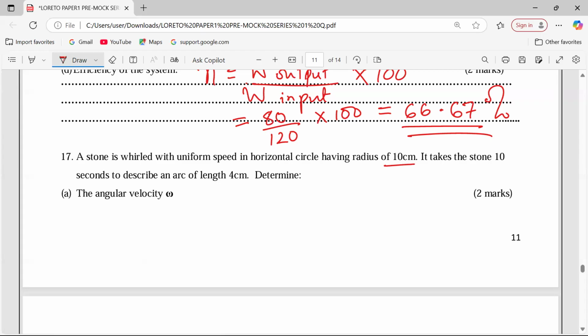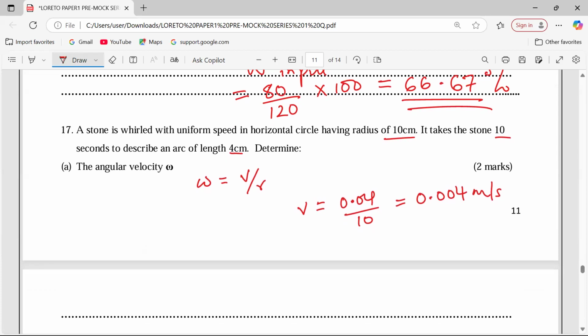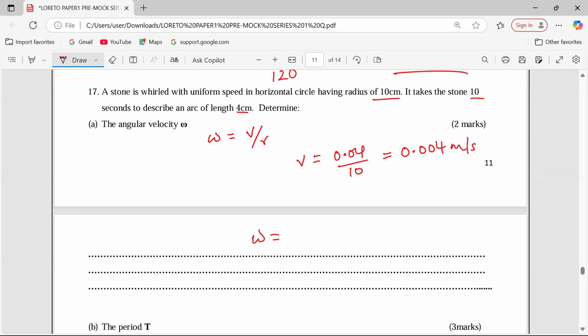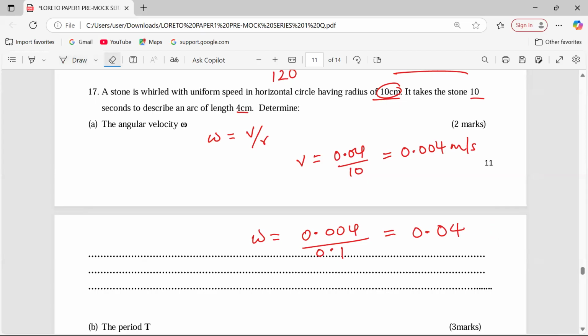Determine part 1, angular velocity, omega. We're supposed to know that angular velocity is given by V over R. So how can we get velocity? Remember, we are given 4 centimeters is being covered in 10 seconds. Therefore, we can say distance over 10. This is 0.004 meters per second. Therefore, for us to get omega now, we need to talk about V out of R, a radius of 0.1. This shall be 0.04. Not meters per second, sorry. This one being angular velocity should be radians per second. Yeah, radians per second for that too.